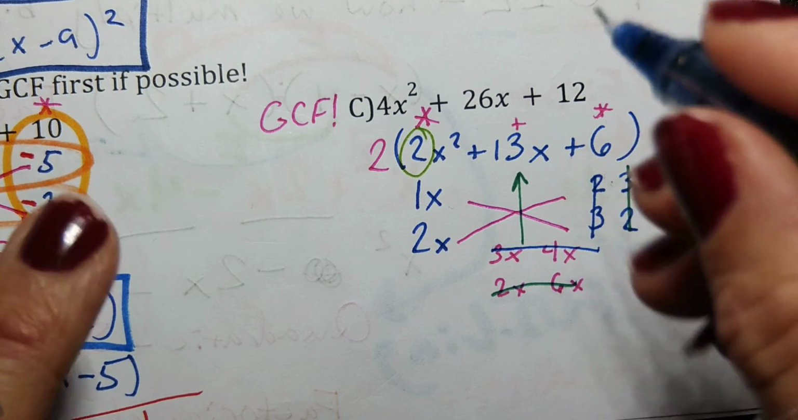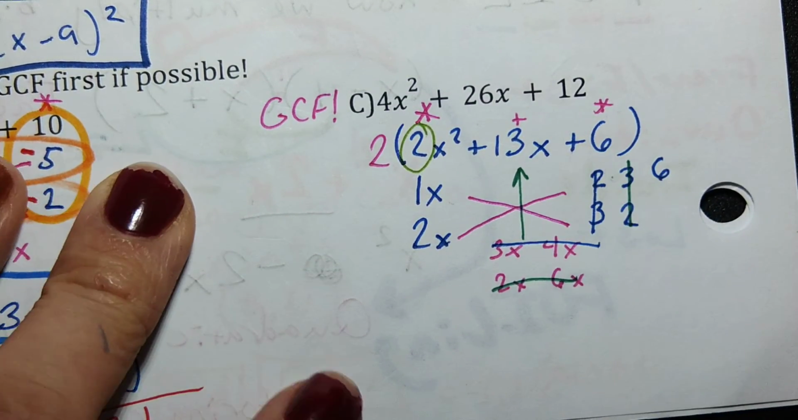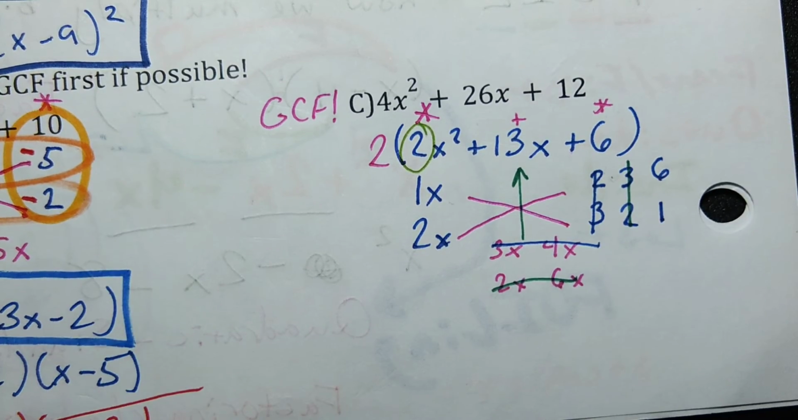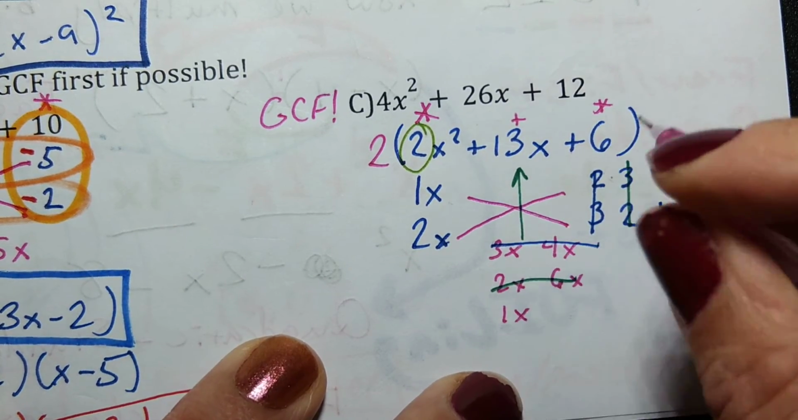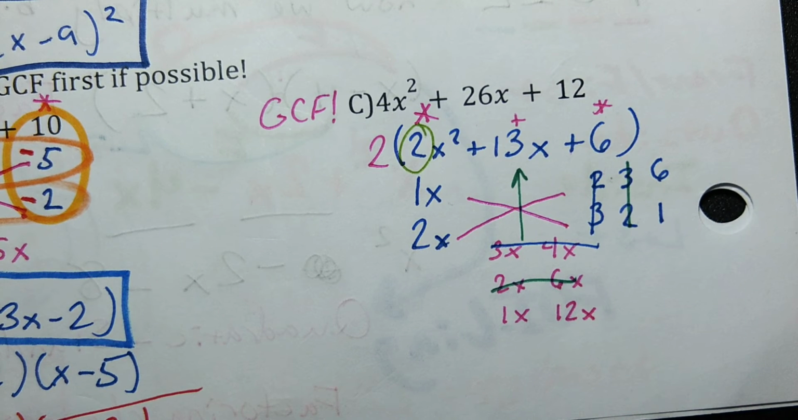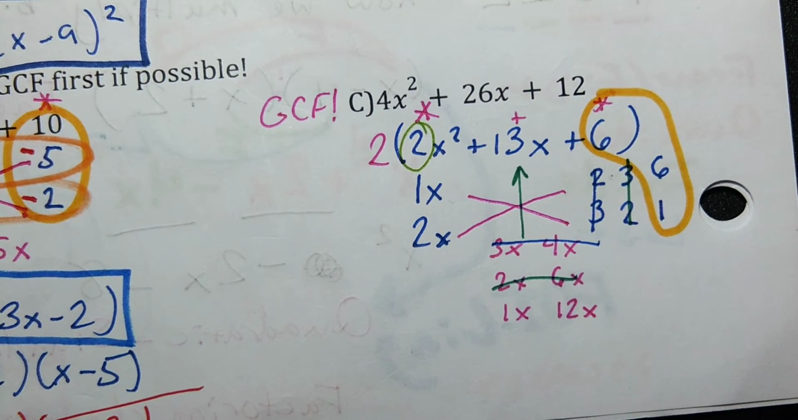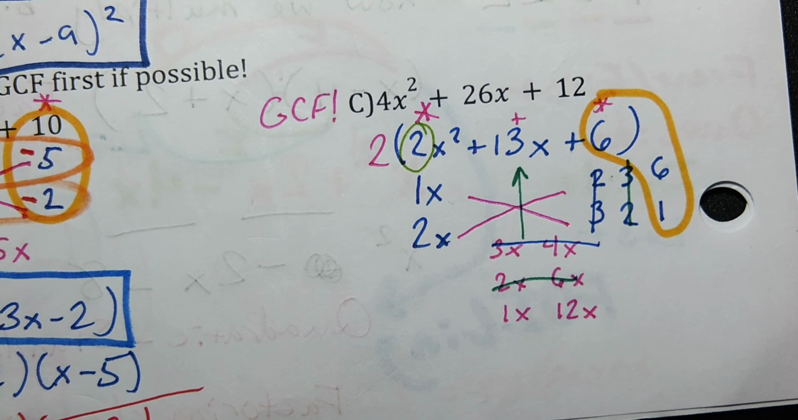Now I'm going to stack the 6 on the top because 2 times 6 will get me close to 12, which is close to 13. So 6 and 1. So 1x times 1 is 1x. 2x times 6 is 12x. Now, do I need to adjust the signs at all to get a sum of 13x? We don't. But even though we haven't messed around with the signs, we still have to check and make sure that we're getting the right product number. Is positive 1 times 6 positive 6? Yes.